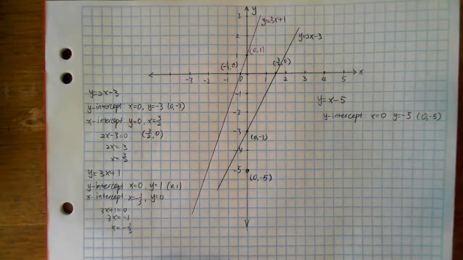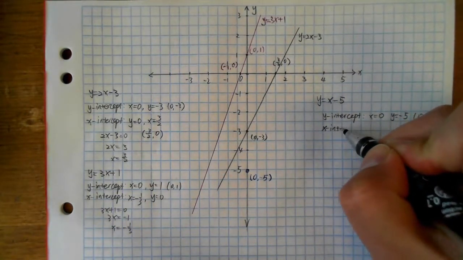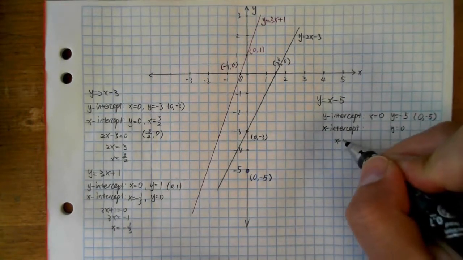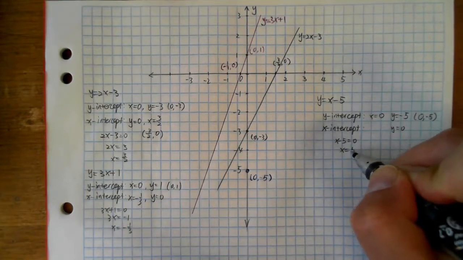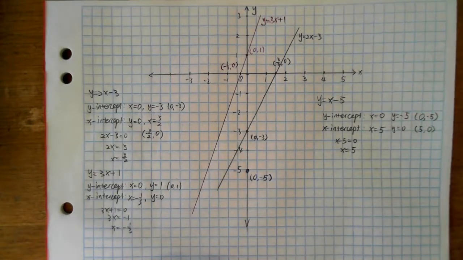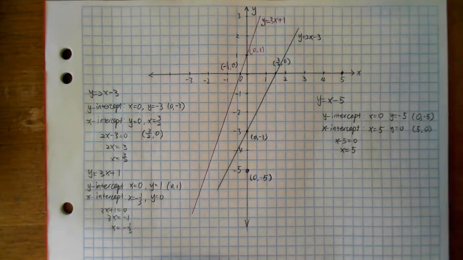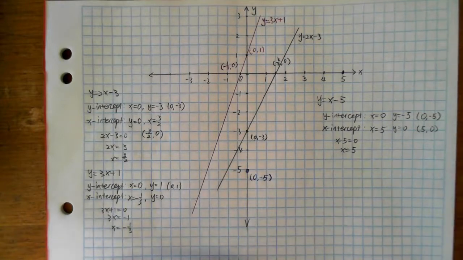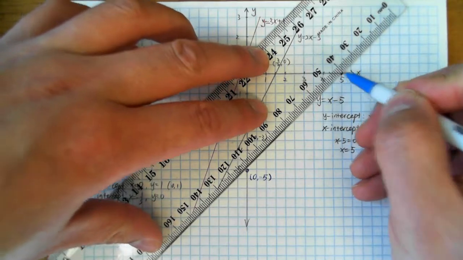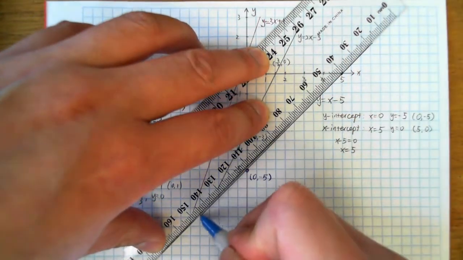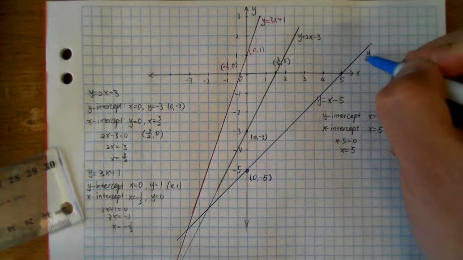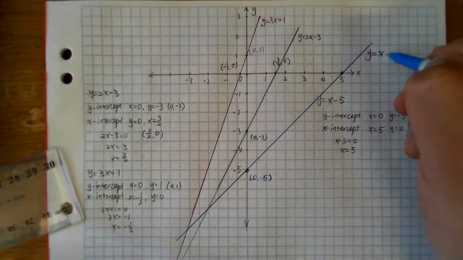And then we find the x-intercept. That means when y equals 0. So x take away 5 equals 0, x equals 5. So we can have 5, 0. So 5, 0 is here. Alright, so we have 2 points. Now we can connect these 2 points and then draw the line. Okay, this is y equals x take away 5.